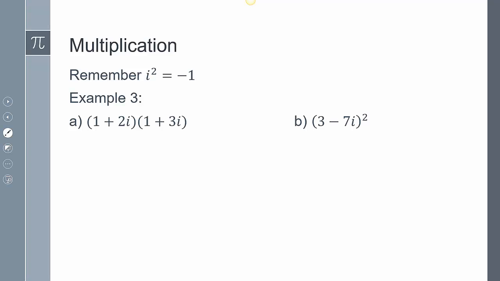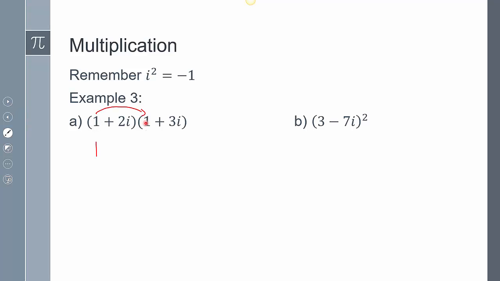Now when we multiply, we need to remember that i squared equals -1. So if we ever get an i squared, we need to simplify that further by changing that into a -1. Now all distributive properties follow suit.